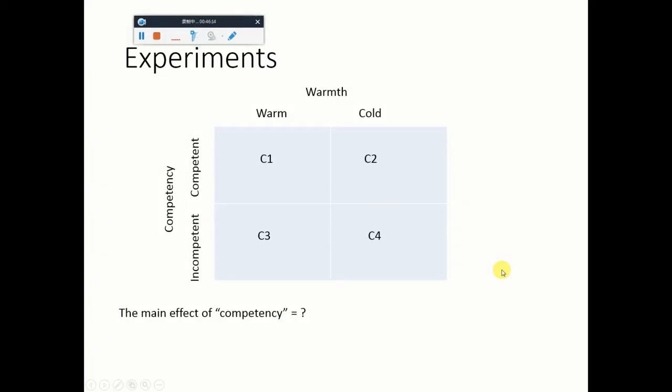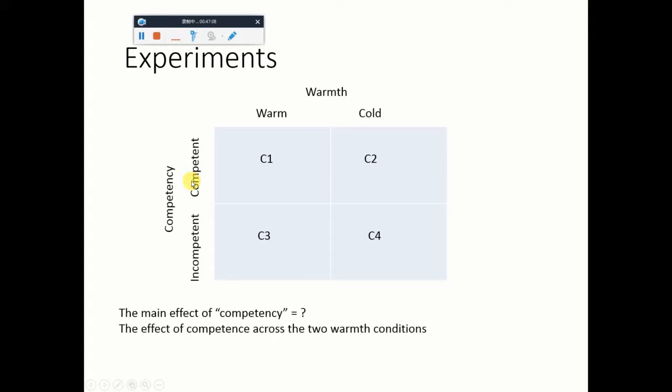Then similarly, we can figure out the main effect of competency. Well, first of all, we know that competency, this variable, has two conditions, competent and incompetent, right? But because we also have a second factor, which has two conditions, we can't just say this score represents Aaron's perceived competence when he's described as competent, because we also have another condition which also contains an effect of competent, because in this condition, Aaron is described as cold and competent.